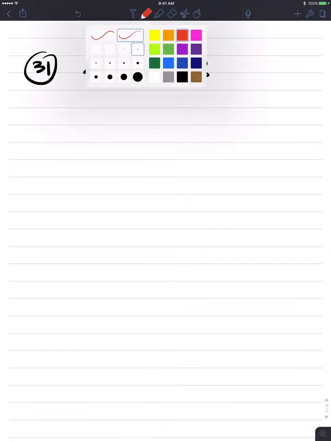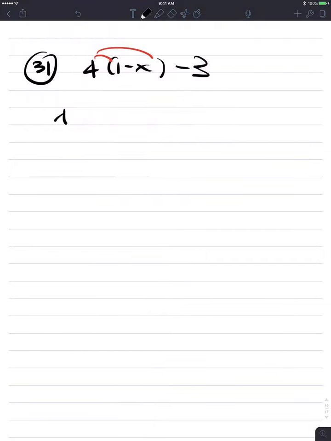Number 31. 4 times 1 minus x minus 3. We got only one set of parentheses to get rid of. 4 times 1 is 4. 4 times the negative x is negative 4x. Bring down your negative 3.